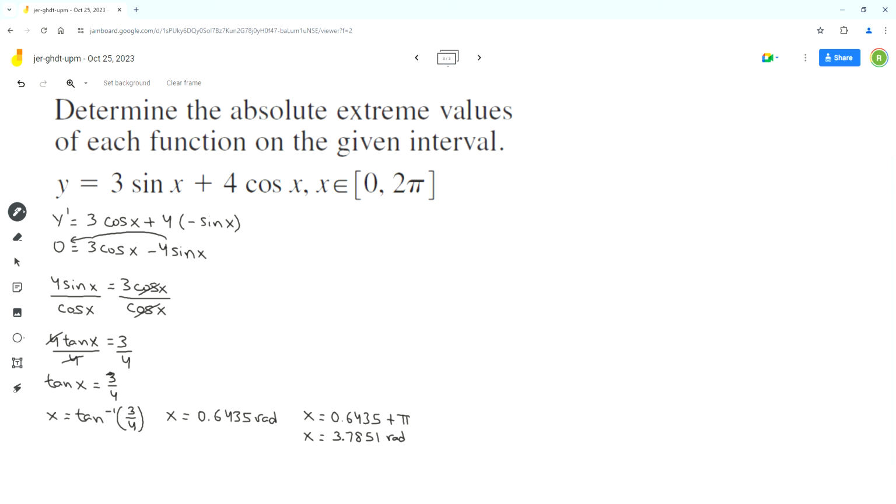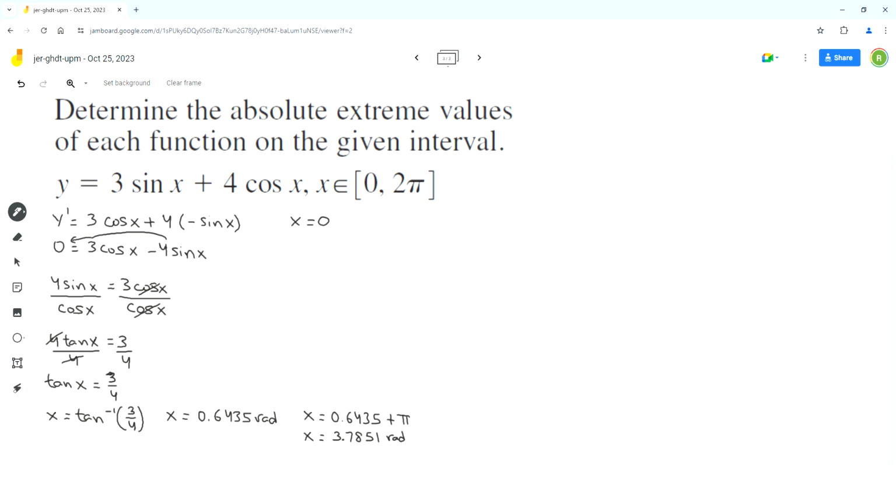Now we have to find the absolute maximum and absolute minimum values for this function. So we'll have to find the y value for these two x values, which are the critical numbers, and the x values in the interval, the upper limit and the lower limit, 0 and 2 pi. So we have to find the y value for 4 x values and then compare which of them is the absolute maximum and absolute minimum. So let's start with x equals 0.